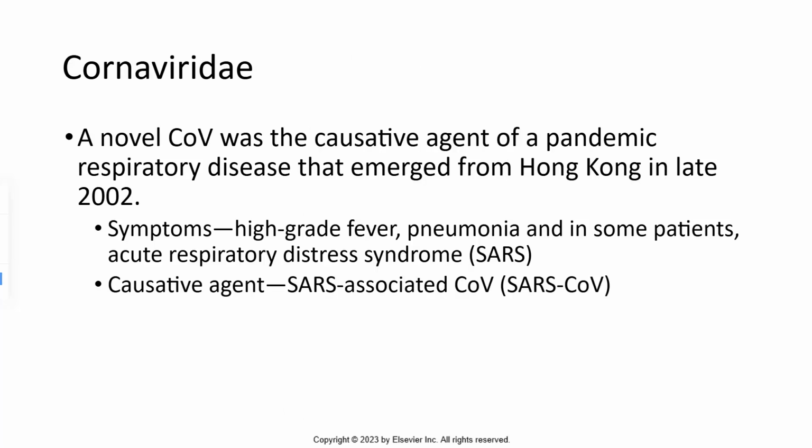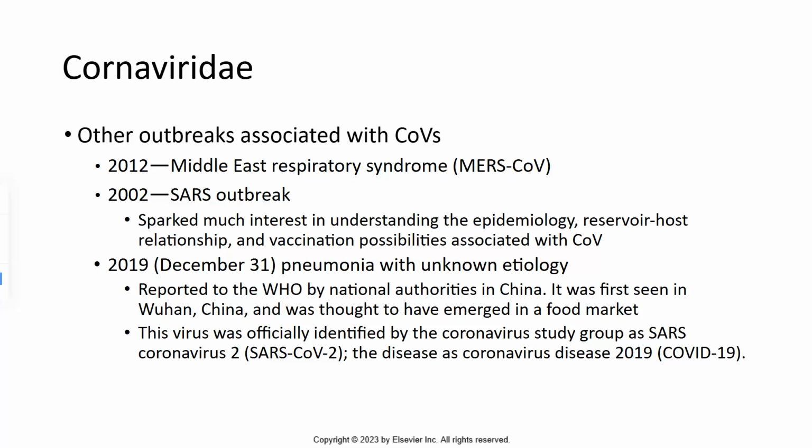A novel coronavirus was the causative agent of a pandemic respiratory disease that emerged from Hong Kong in late 2002. This was SARS. Symptoms: high-grade fever, pneumonia, and in some patients, acute respiratory distress syndrome. Causative agent: SARS-associated CoV, SARS-CoV. Other outbreaks: in 2012, there was MERS, the Middle East Respiratory Syndrome. The 2002 SARS outbreak sparked interest in epidemiology, reservoir-host relationships, and vaccination possibilities.